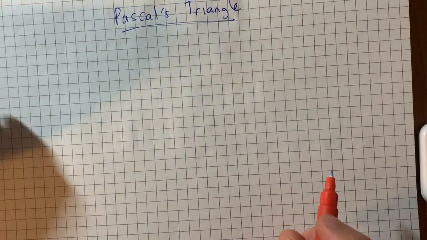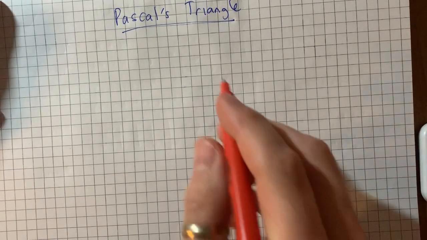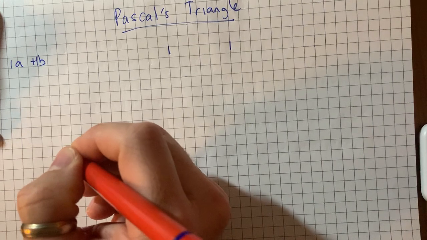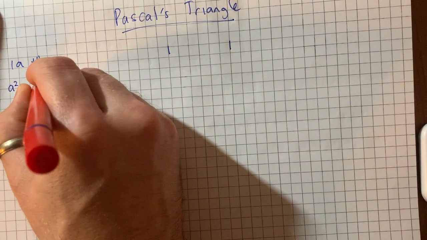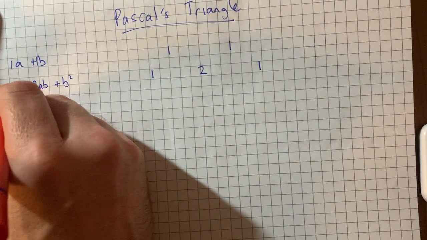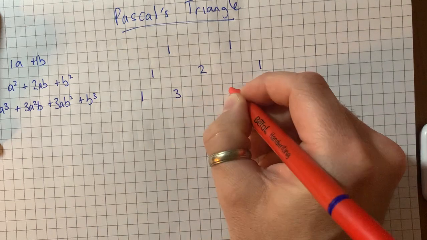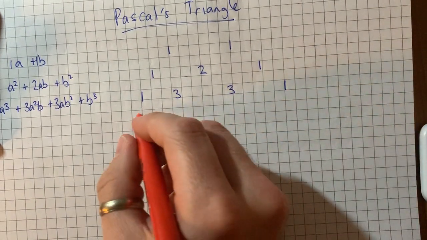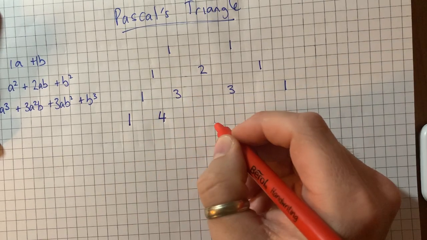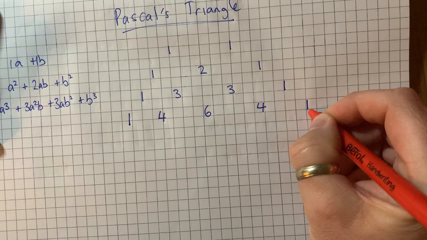Okay, so let's look at the numbers that we had in our expansion before. In a plus b to the power 1, it was just a plus b, so we had coefficients of 1 and 1. A plus b squared was a squared plus 2ab plus b squared. So that went 1, 2, 1. A plus b cubed was a cubed plus 3a squared b plus 3ab squared plus b cubed. So it was 1, 3, 3, 1. And the next one went a to the power 4, 4a cubed b, 6a squared b squared, 4ab cubed, b to the 4.